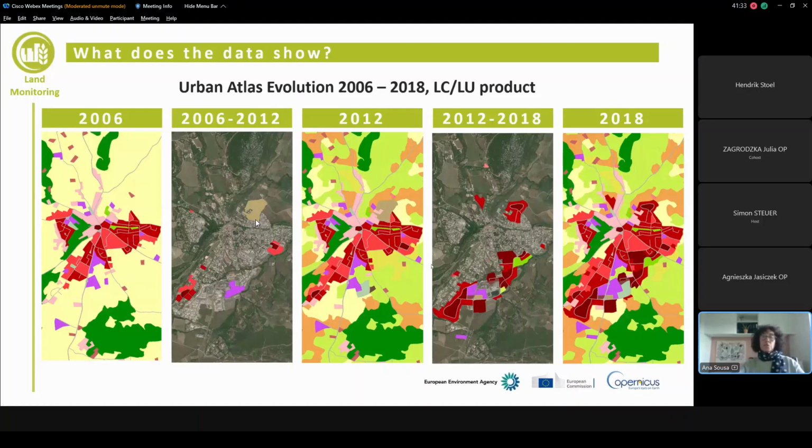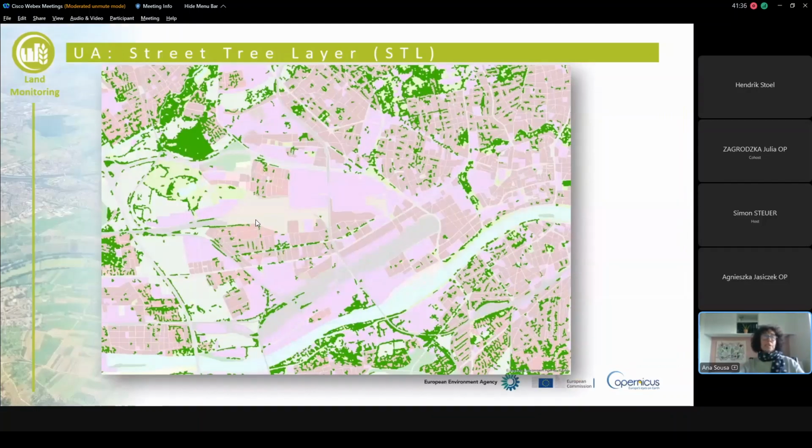Now, we have a few more additional products that are also part of the Urban Atlas suite of products. The first one is the street tree layer. You can see here an image. For this product, we have data from 2012 and 2018. Be reminded that 2012 only offers partial coverage. We had troubles with the input satellite imagery that in certain areas was not suited to detect trees. So it's only a partial coverage that we can offer in 2012. The 2018 is much better quality.